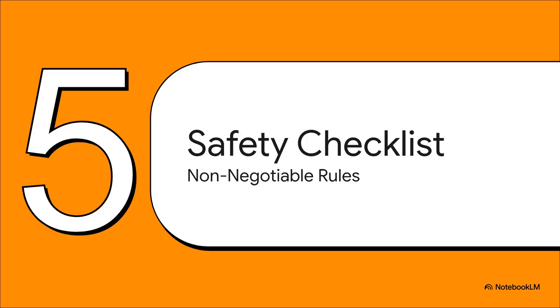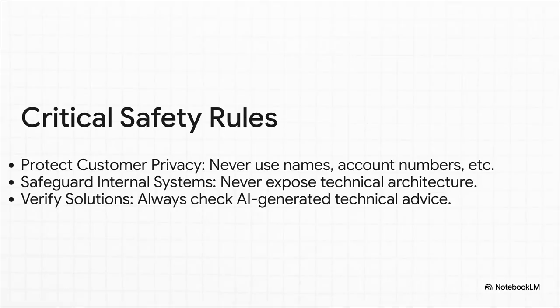All right, we're almost there. But before we wrap up, let's talk about the ground rules, your safety checklist. These are the non-negotiables. It doesn't matter if you're at level 1 or level 3, these rules always apply. These are super simple but absolutely critical. Rule number 1, protect customer privacy. No names, no account numbers, nothing personal in a prompt, ever.